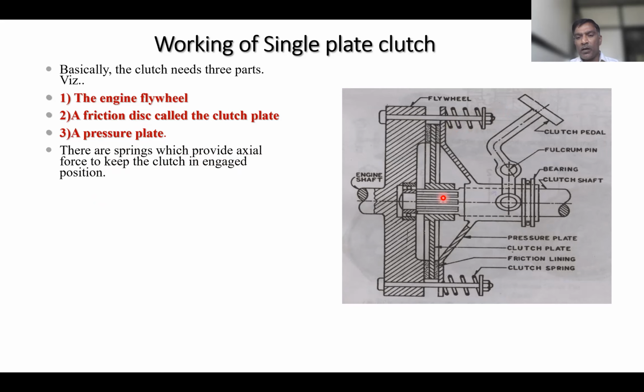This is the spring, and along the circumference, this is a spring, this one is a spring, and so on. Springs are provided like these, which will provide the axial force to keep the clutch in the engaged position.